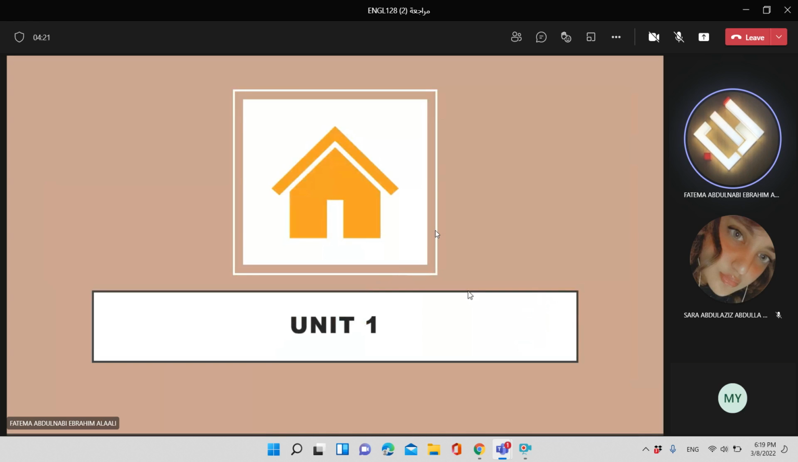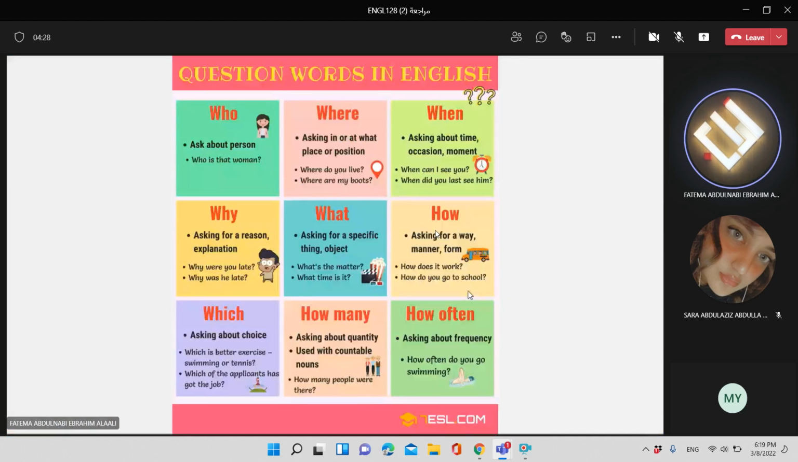We'll start today with Unit 1. Unit 1 is about direct and indirect questions, and we have the present perfect simple. We will start with the direct question, but before we start with the direct, we have to know what is a question, what is a sentence first, and how to form questions.